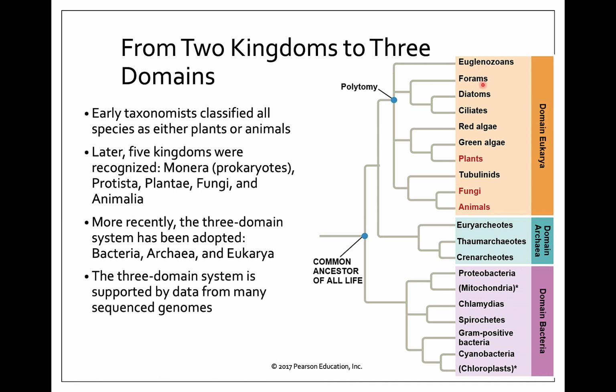So the foraminifera are not very closely related to the algae. The algae are more closely related to plants. These tubulinids are more closely related to fungus and animals. So it didn't make sense to group all of these into the kingdom of Protista. So instead, now what's mostly accepted, and this was started in about the 1990s, is the three-domain system.